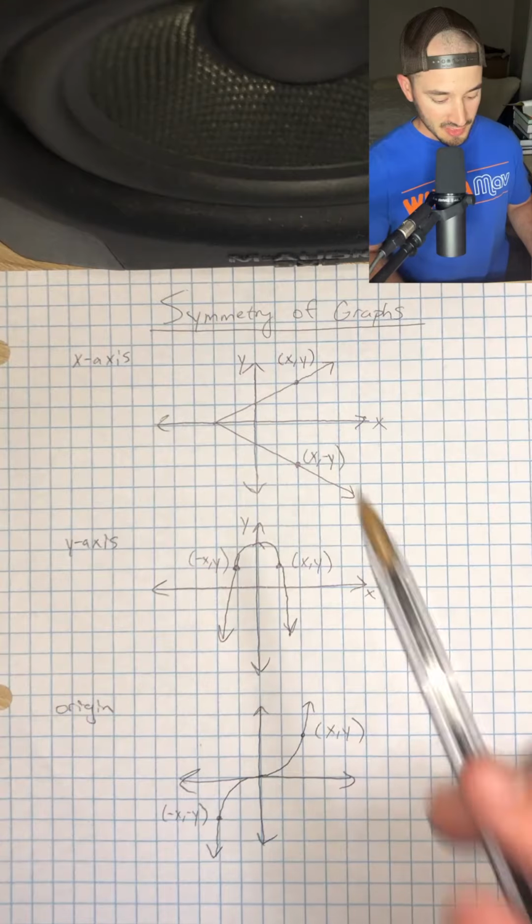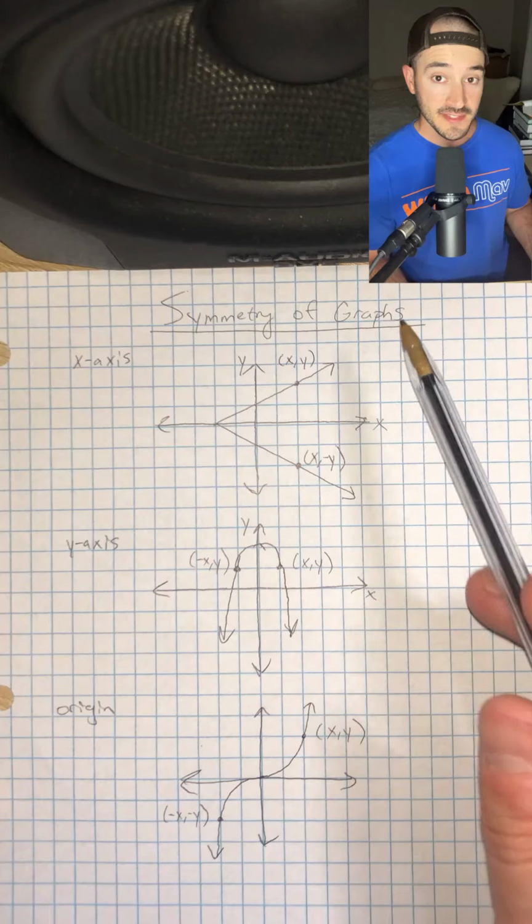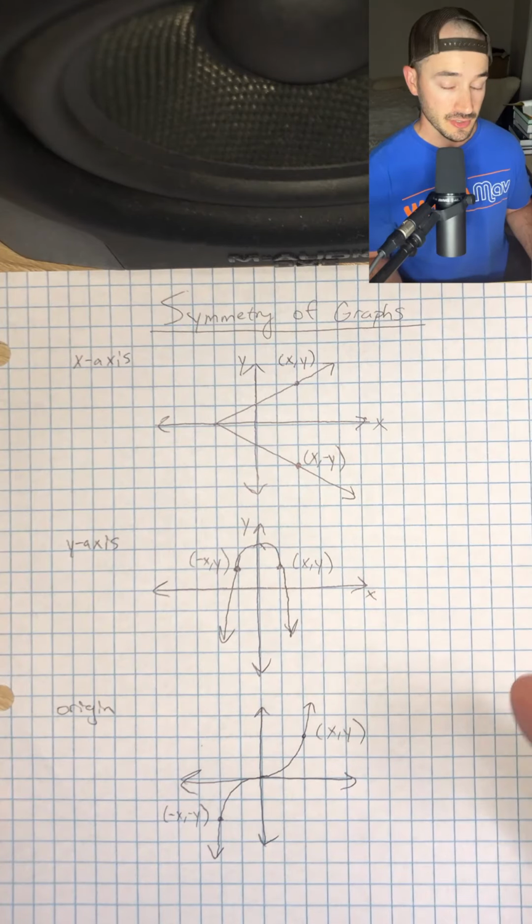This is everything you need to know for pre-calculus, part 4. So we're talking about the symmetry of graphs, and basically there's three kinds of symmetry, okay?